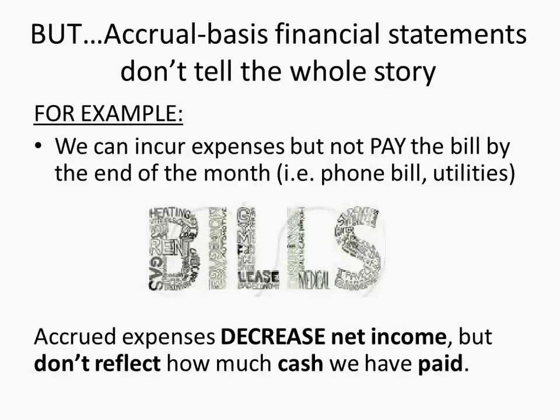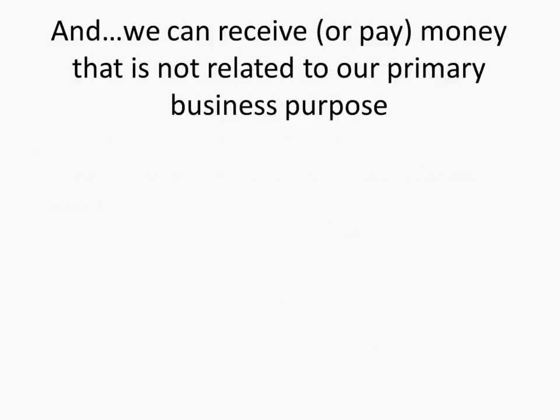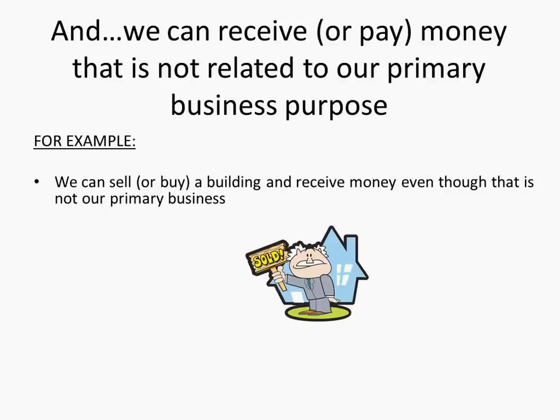Any questions on anything I've said so far? This is intuitive, makes sense, right? So far we've pointed out that using the accrual basis, we can get information about our net income, but we don't necessarily know what cash has come in or gone out. In addition, we can also receive money or pay money that is not related to our primary business purpose. So many companies, and I've used this example before in this class, may sell property.